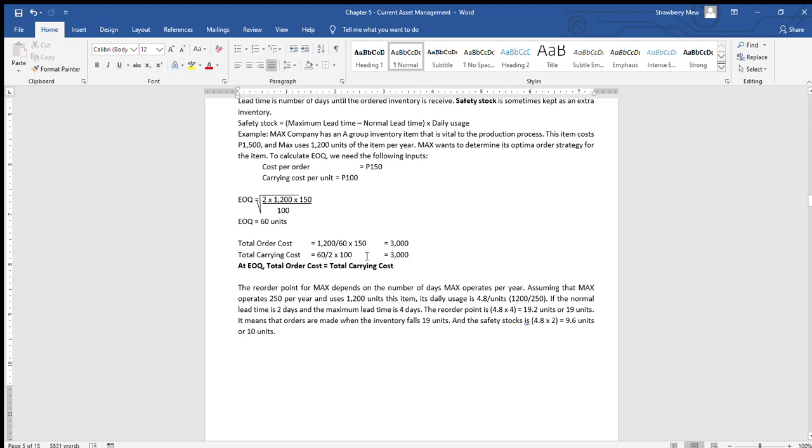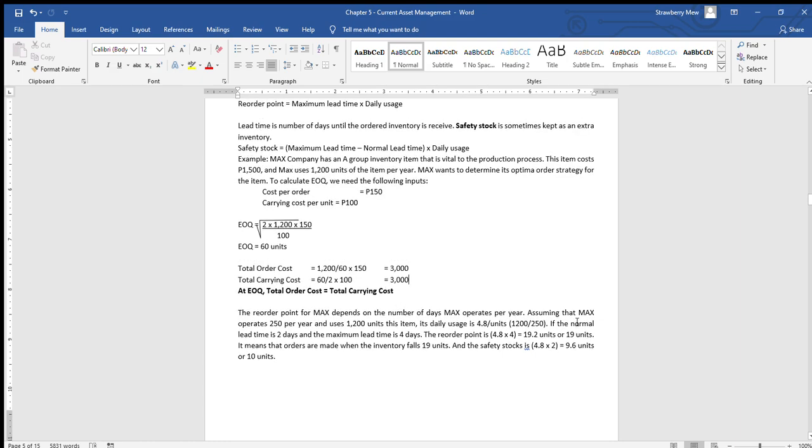So nakalagay dito the order point for Max depends on the number of days Max operates per year. Assuming that Max operates 250 days per year and uses 1,200 units of this item, its daily usage is 4.8 units computed as 1,200 divided by 250. So kung 250 days per year ang business days ni Max, it means that 4.8 units ang ginagamit niya per day.